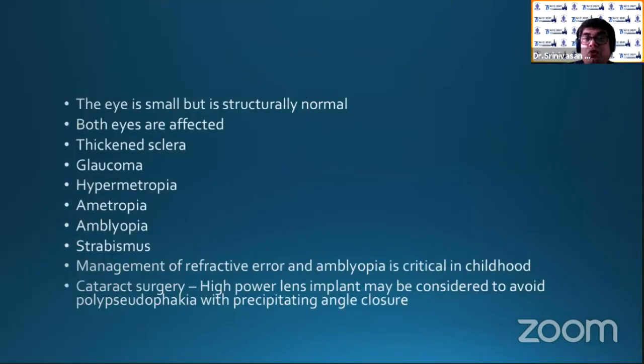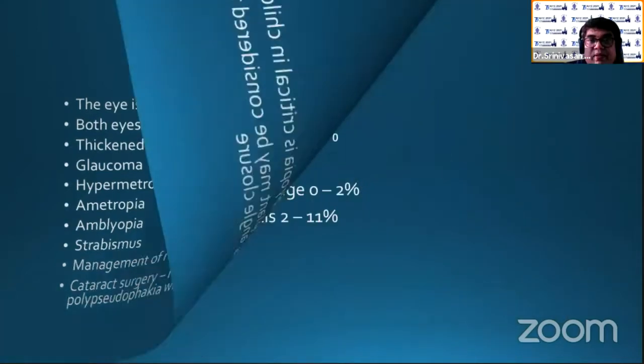The eye is small, and both eyes are usually affected. With the thickened sclera, patients develop glaucoma and hypermetropia. This has to be corrected early in childhood, otherwise it leads to amblyopia. With ametropia between the eyes, the amblyopia has to be taken care of early in the stage, and the patient develops strabismus. Concomitant surgery has to be performed. Cataract surgery with a high power lens implant may be considered, to avoid polypseudophakia with precipitating angle closure.